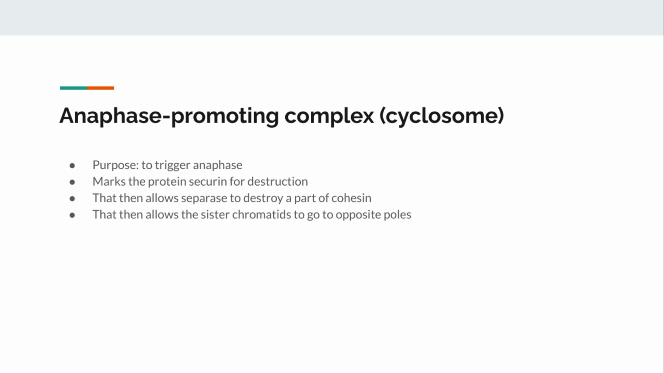The purpose of the anaphase promoting complex, otherwise known as the cyclosome, is to trigger anaphase. It does this by marking the protein securin for destruction. Once it is destroyed, the enzyme separase is no longer inhibited and can now destroy a part of cohesin. Once a part of cohesin is destroyed, that allows the sister chromatids to go to opposite poles because they are no longer together. I will show this in an actual hand drawing.